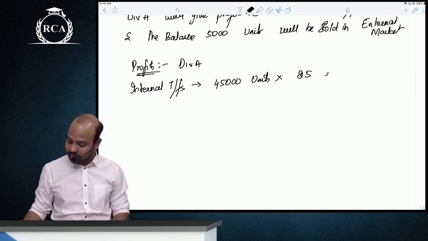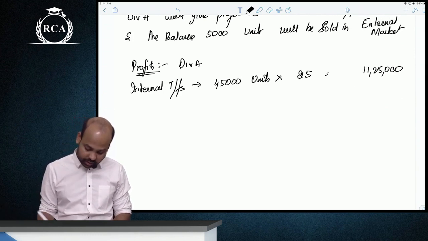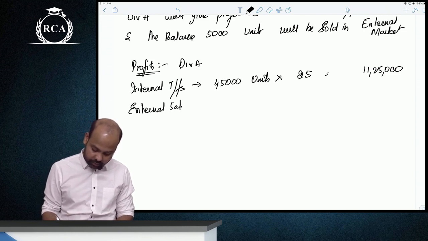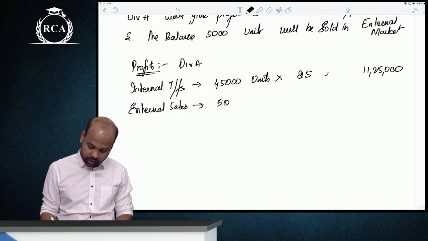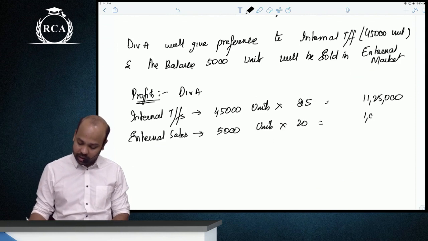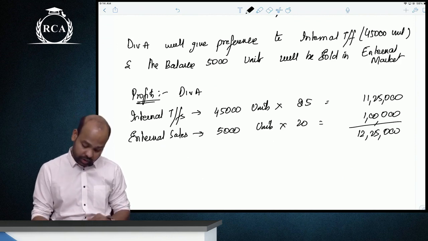45,000 units multiplied by 25 rupees. Yes or no? Yes sir. That is 11,25,000. And from external sales, it would be 5,000 units multiplied by 20 rupees, and that is another 1 lakh rupees. Put together, that is 12,25,000. This is the amount of their contribution.